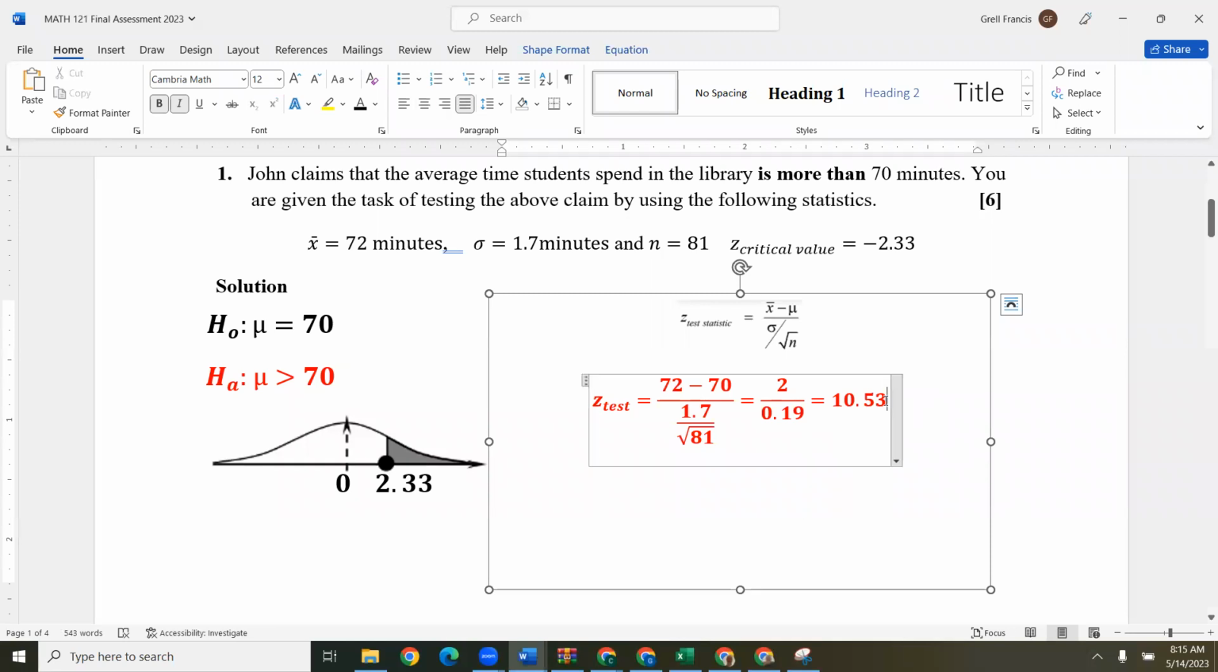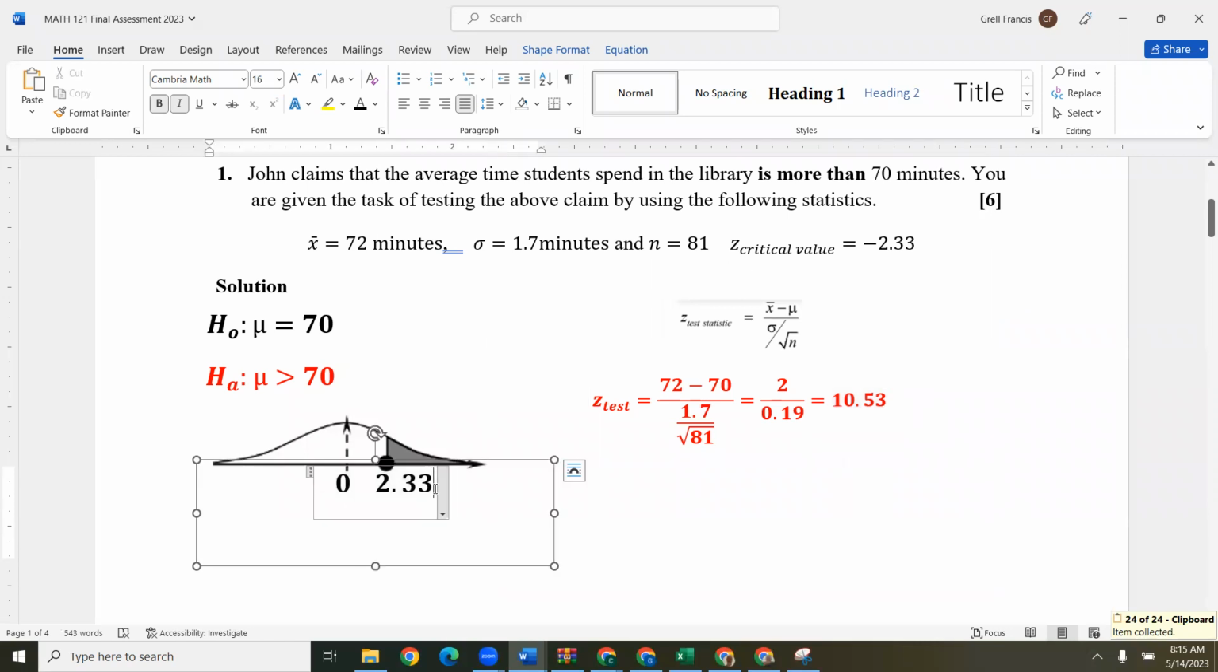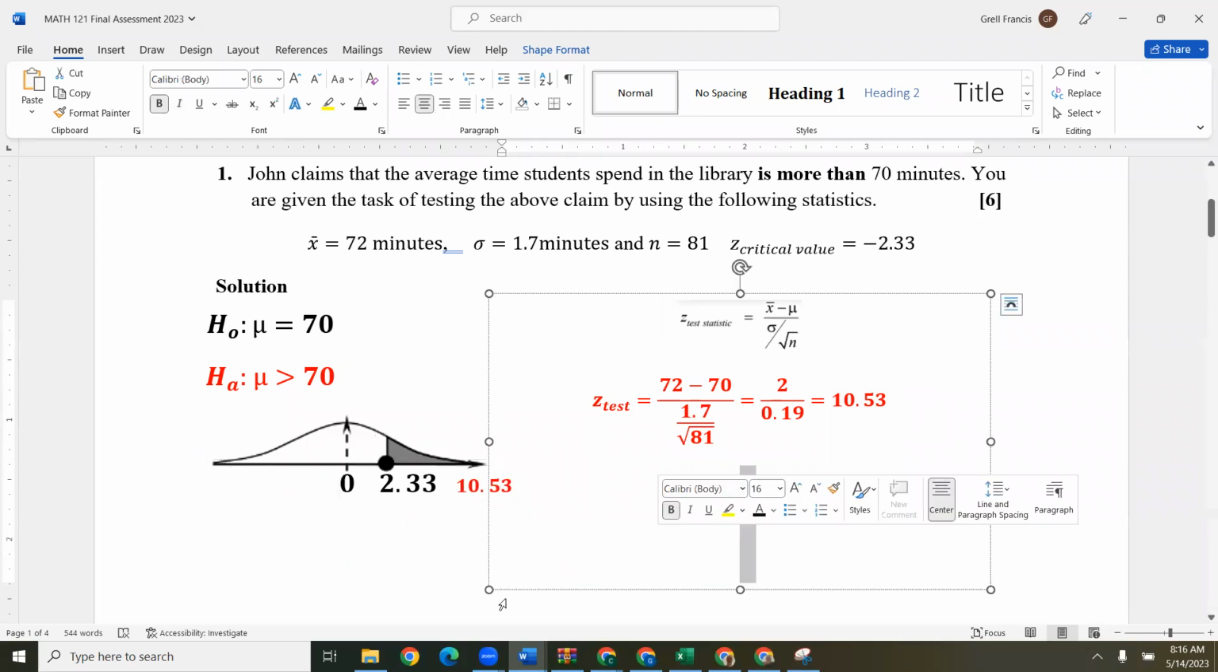So we have to plot 10.53 on the number line, and we have to take a look at where 2.33 is located. That's 0, that's 2.33. So 10.53 is more towards the right of 2.33. So therefore now our test statistic is in the rejection region, as we can clearly see.